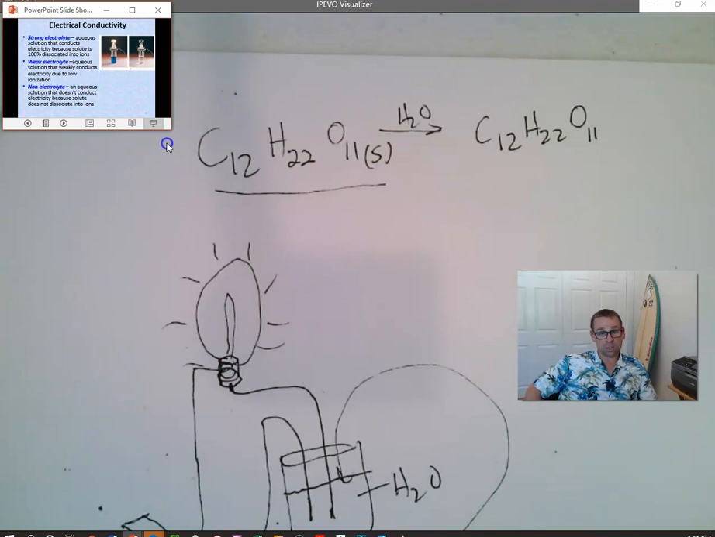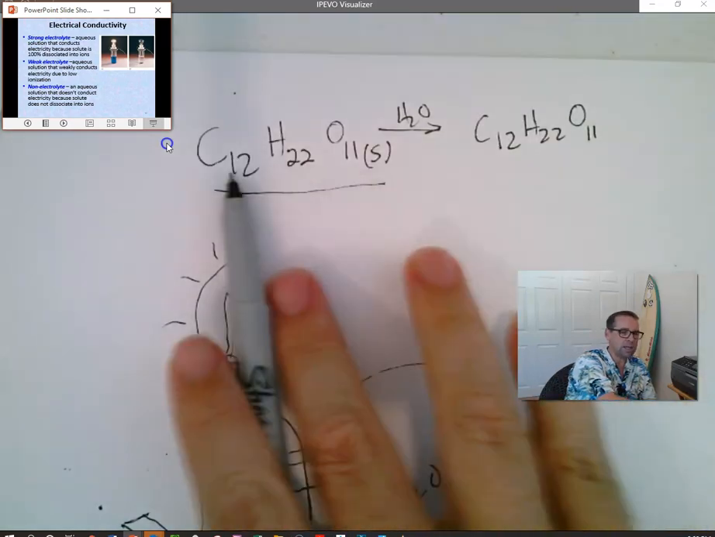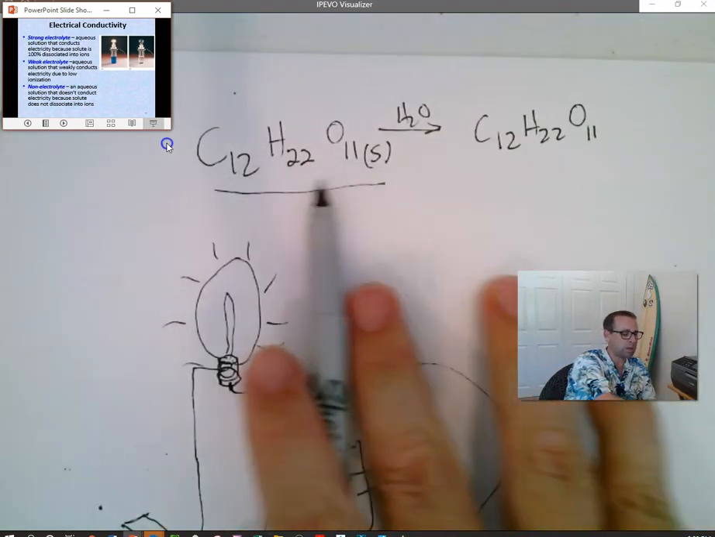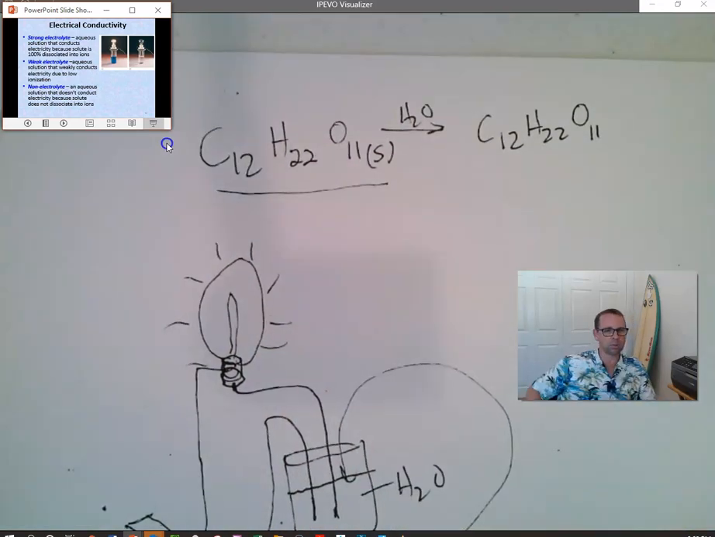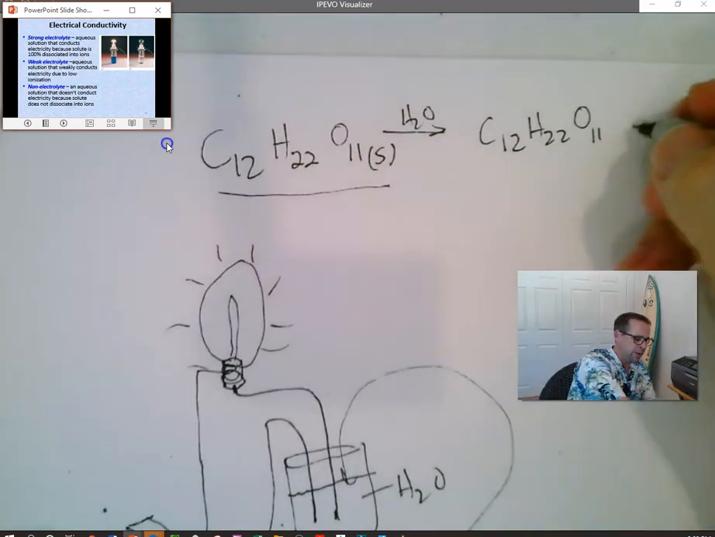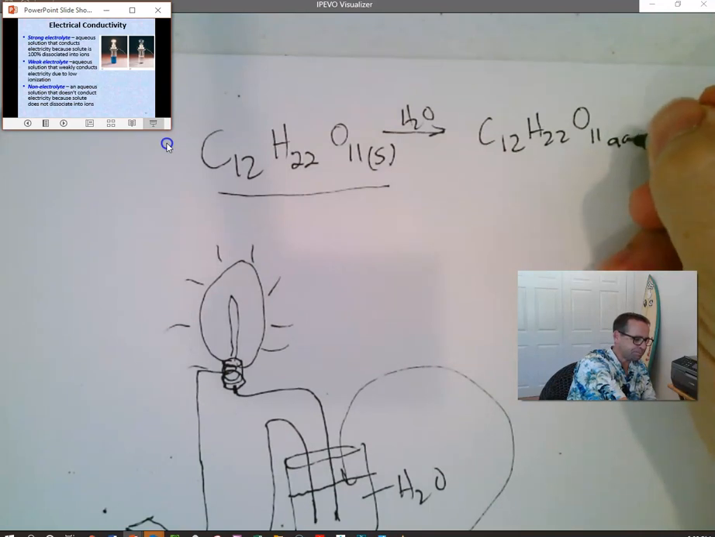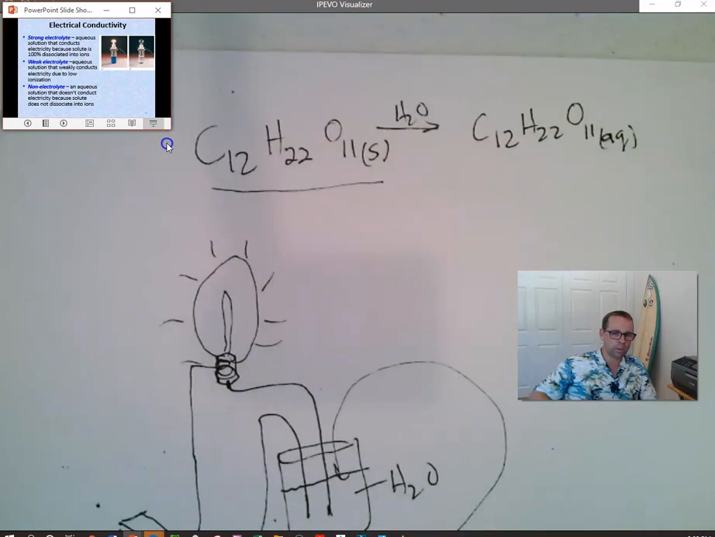It dissolves, but it doesn't dissociate. Because it's not ions, is it? This isn't an ionic compound. How could I tell that was an ionic compound? There's no metals, right? It's all non-metals. Right? Good. So when I put it in water, it will dissolve, but it will not dissociate.